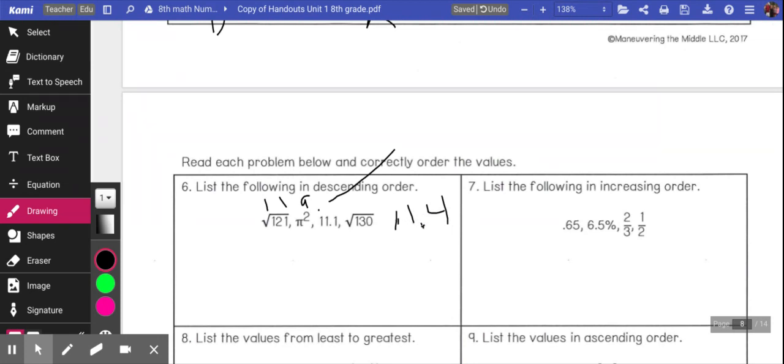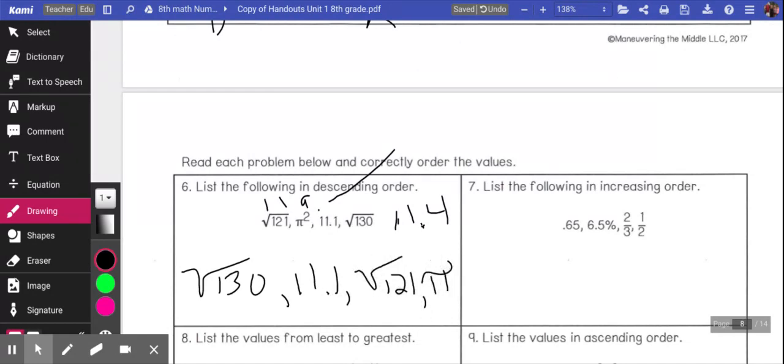So then I know that the first one would be, are we doing descending? So we are going like down. We're descending down. So we want the biggest one first. I had to think about that. So the first one is the square root of 130. And then the next one would be the 11.1. And the next one would be the square root of 121. And then pi squared. So make sure you read the words.